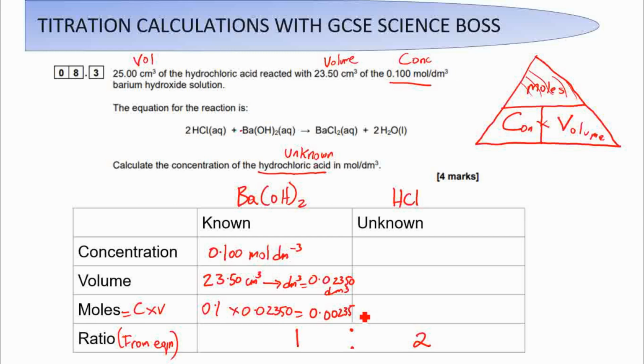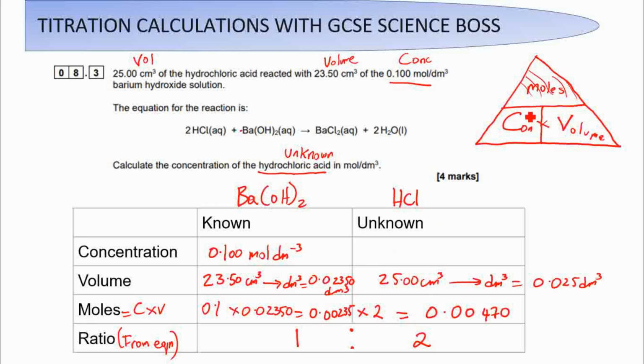which means that what I need to do with this is times that by 2, okay? Because this is the number of moles of barium hydroxide, and timesing that by 2 ends up to be 0.00470 moles of hydrochloric acid. We've also been given the volume, which is 25.0 cm cube. Remember, we need to convert that to dm cube always. We do that by dividing by 1,000, and that's going to be equal to 0.025 dm cube. Okay, and then now we need to work out the concentration.